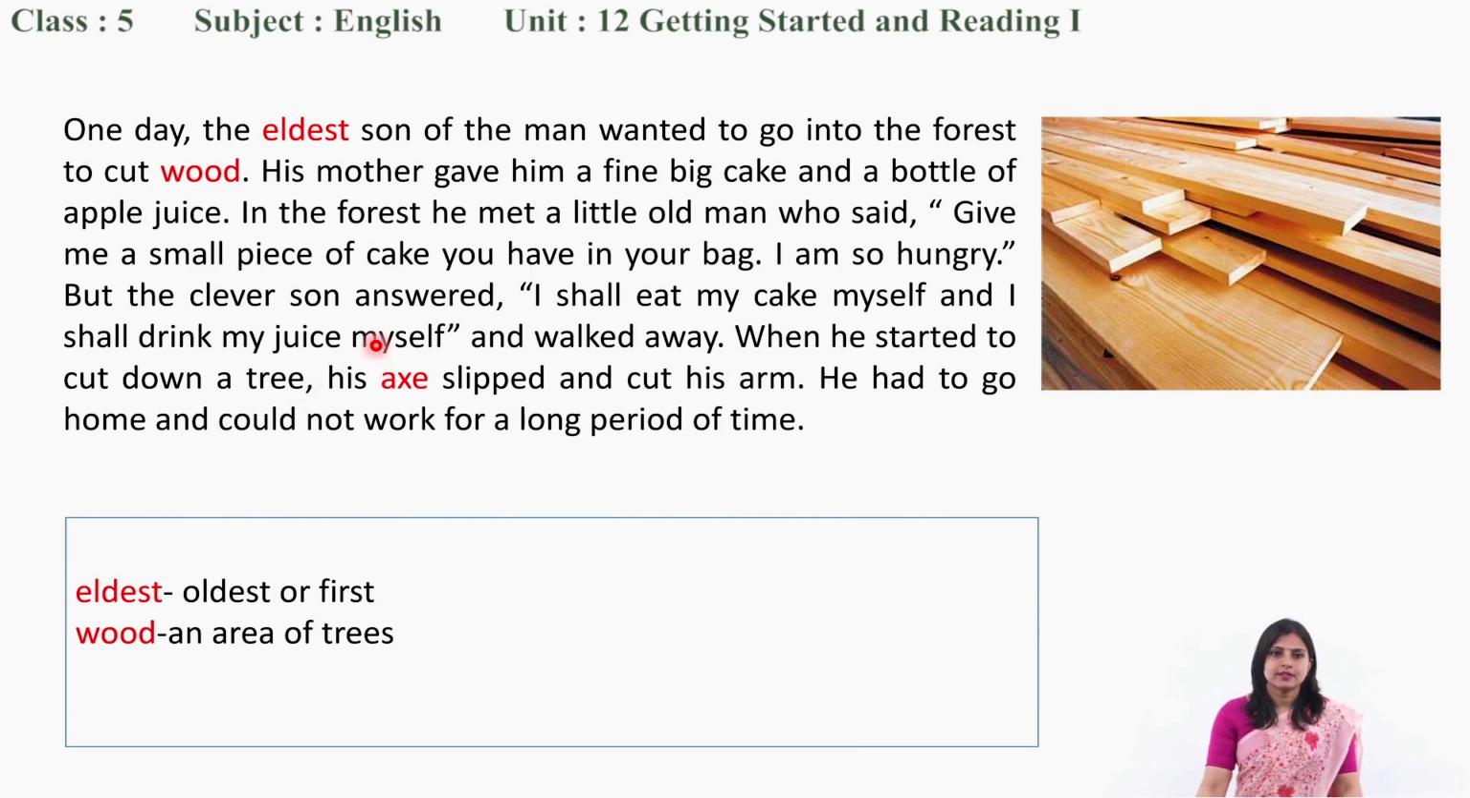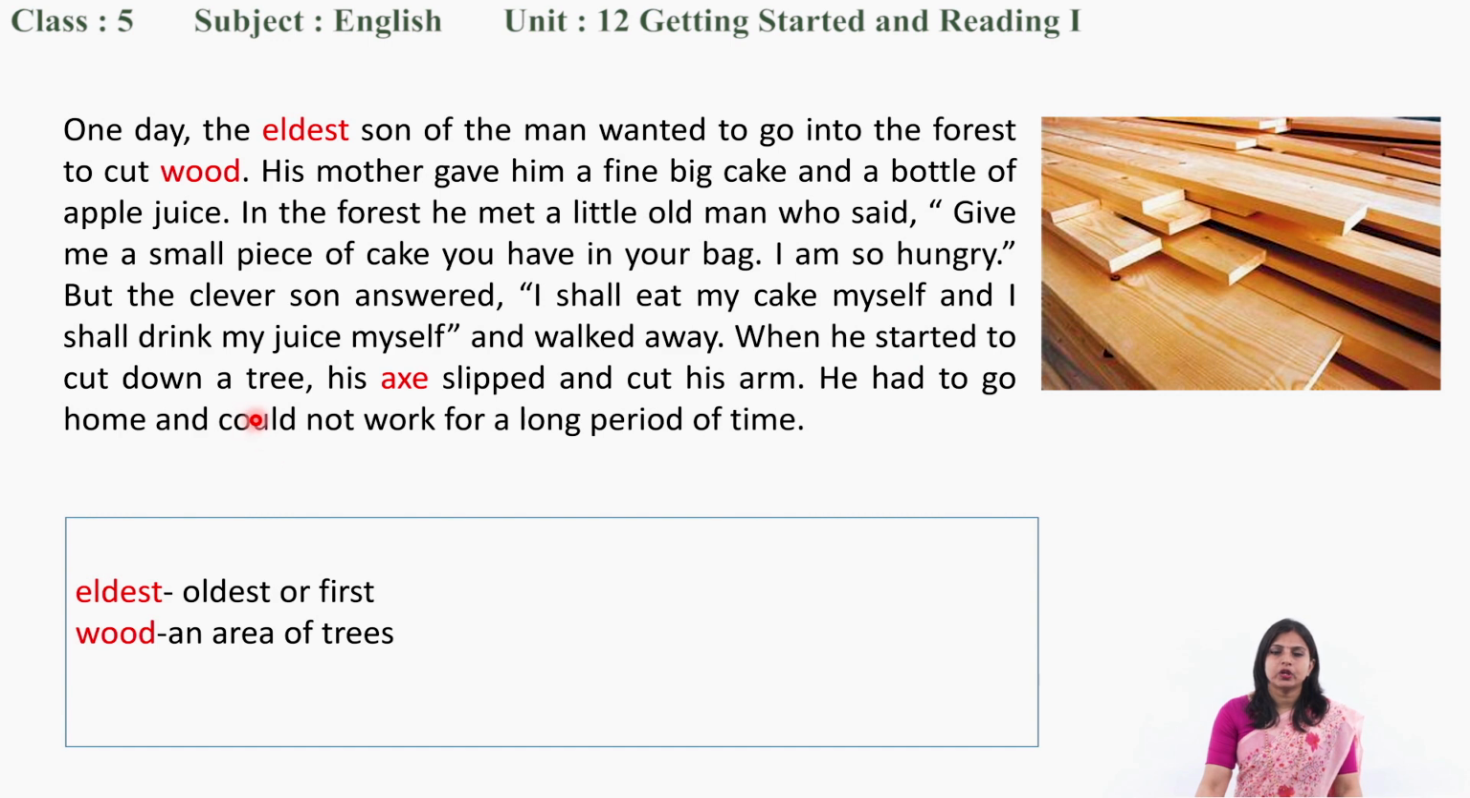But the clever son answered, "I shall eat my cake myself and I shall drink my juice myself." What did he reply? No, I will not give you. I will eat it myself and I will also drink my juice myself. Why should I give you? Was it good? Do you think it was a good idea of him? No, yes, good. We should not be so rude and selfish, right? Because the old man said he was so hungry. When you listen that, you have to share your food. Okay? And he just walked away. He gave a rude reply and he walked away.